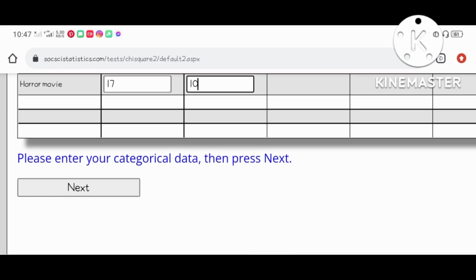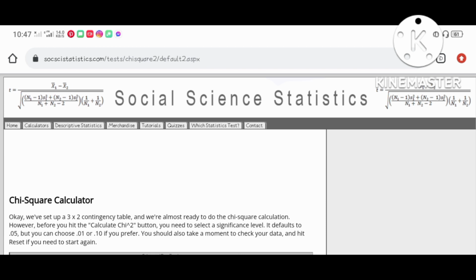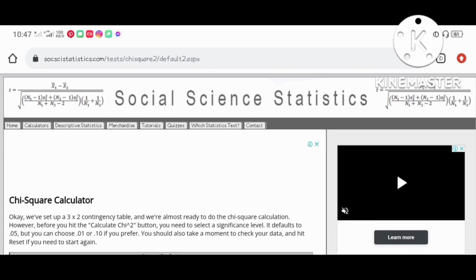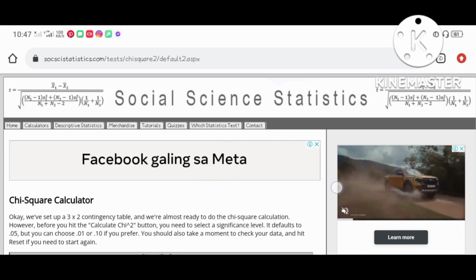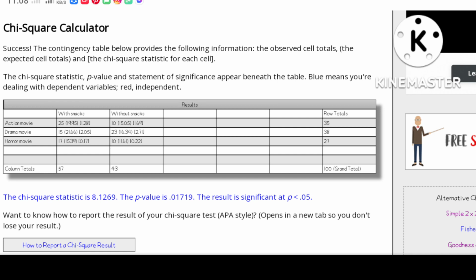So next, we just click next to calculate. Here are the results. The chi-square statistic is 8.126 and the p-value is 0.0719. The result is significant at p less than 0.05.